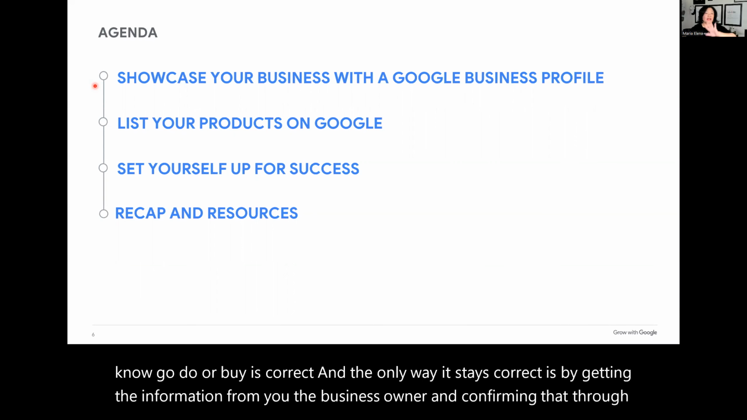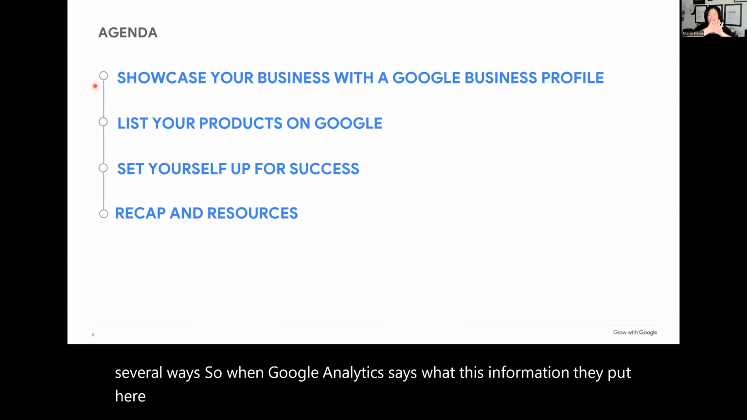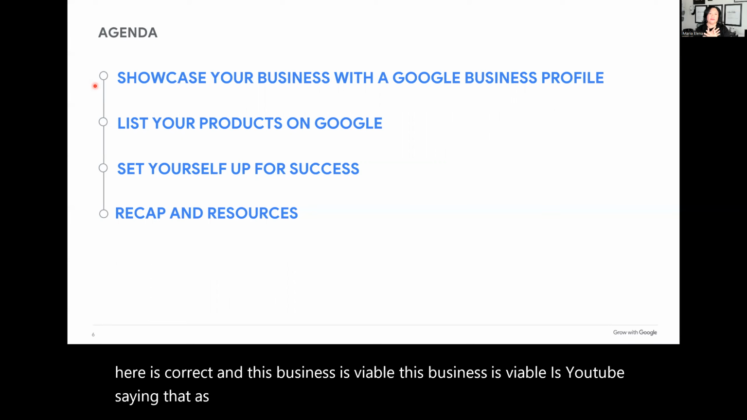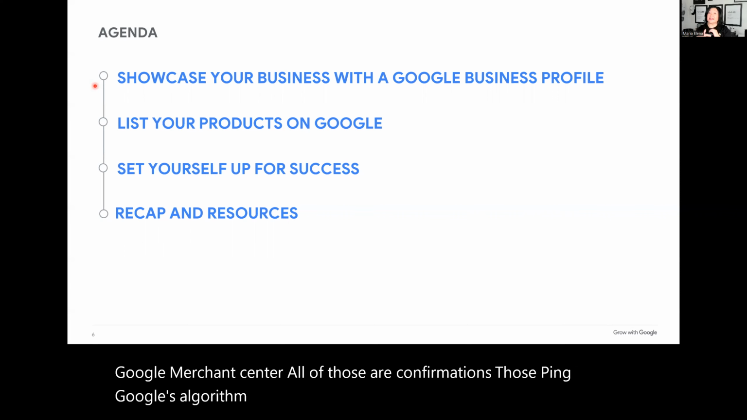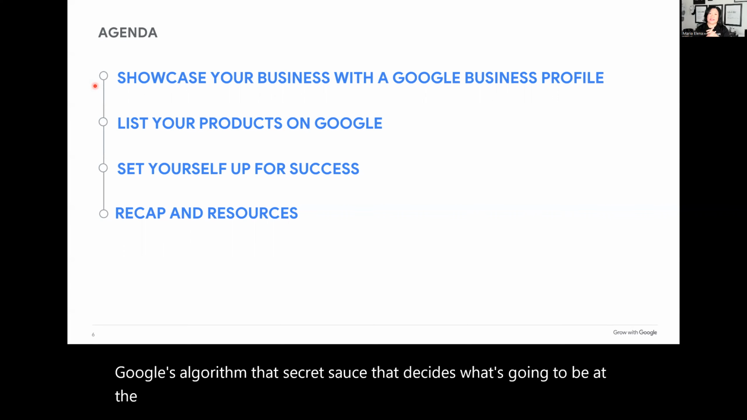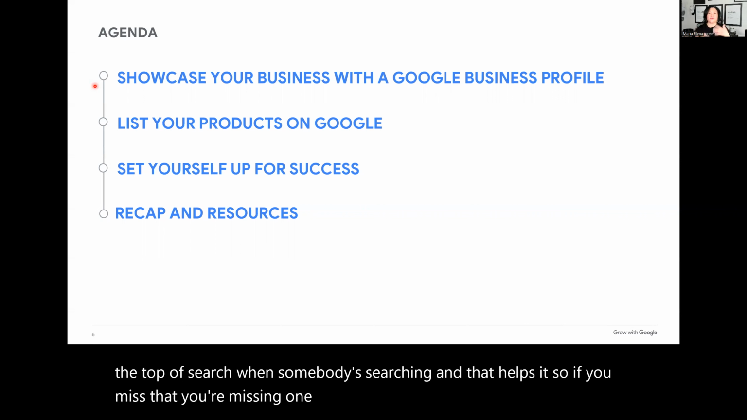So when Google Analytics says, you know what, this information they put here is correct and this business is viable, is YouTube saying that as well? Google Ads, Google Merchant Center, all of those are confirmations. Those ping Google's algorithm, that secret sauce that decides what's going to be at the top of search when somebody's searching, and that helps it. So if you miss that, you're missing one leg of that. It's just going to take longer.